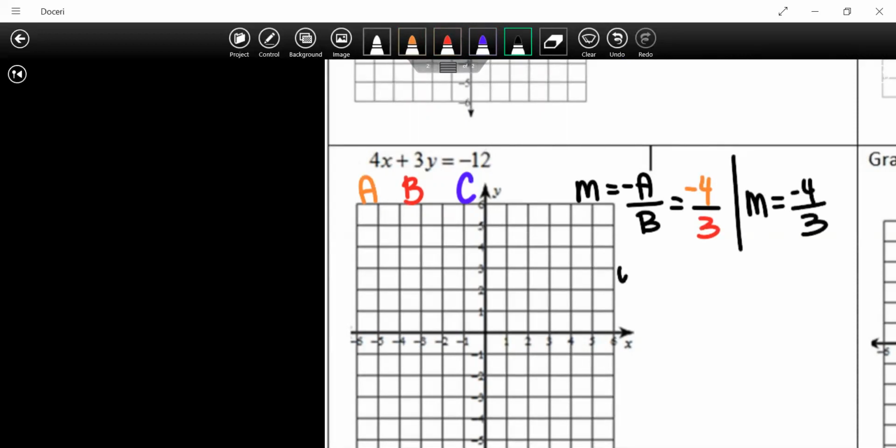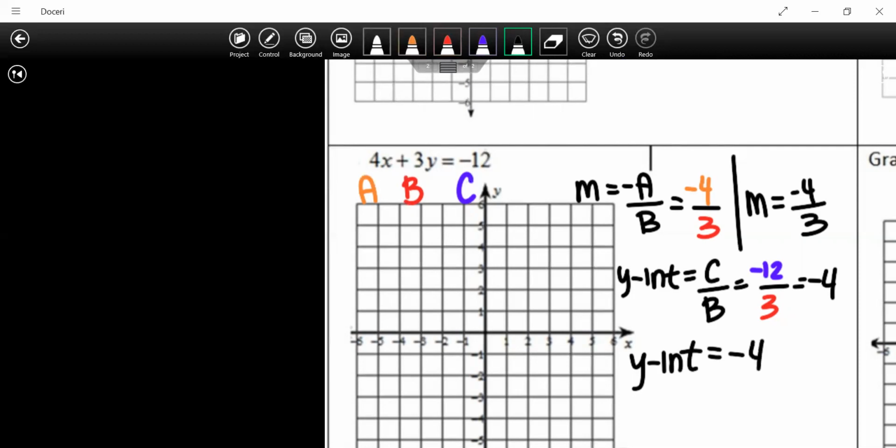Our y-intercept, what's the equation for that one? C over B. What's my C? Negative 12 divided by 3. Negative 4.